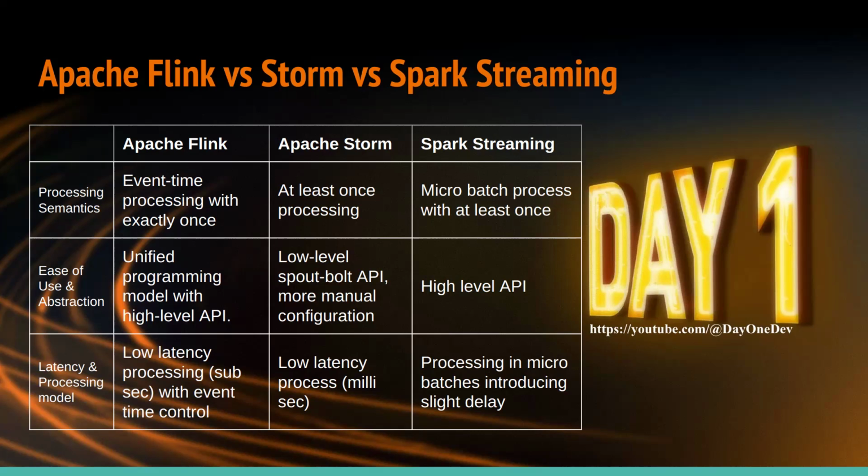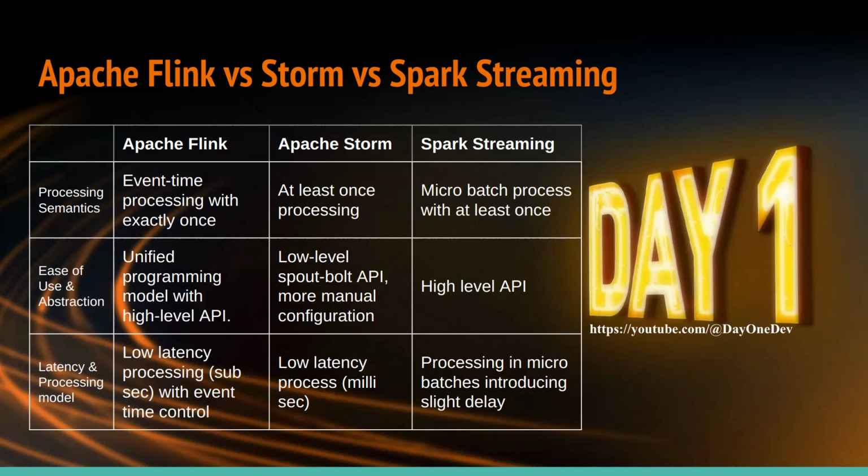Storm processes events in a tuple-based model and provides at-least-once processing semantics. Achieving exactly-once semantics may require additional effort and coordination to ensure idempotent processing is happening. And the use case scenarios here are the same as Flink: low latency, which is crucial in real-time processing, monitoring, and alerting.